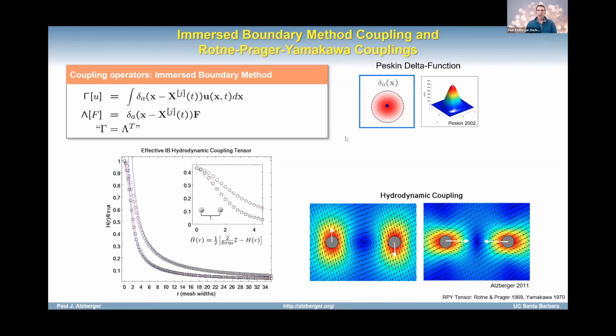You just need to be aware of the mechanics of the model that you happen to be using. If you're familiar with what's been done in the polymer mechanics community, it turns out that the immersed boundary approximation is very closely related to the Rotne-Prager-Yamakawa coupling that's been used in analytic calculations for hydrodynamic coupling in polymers. This is showing quantitatively that the Rotne-Prager-Yamakawa tensor is very close to what you would get if you use the Peskin delta functions in the immersed boundary method.